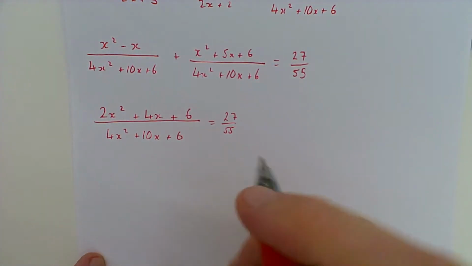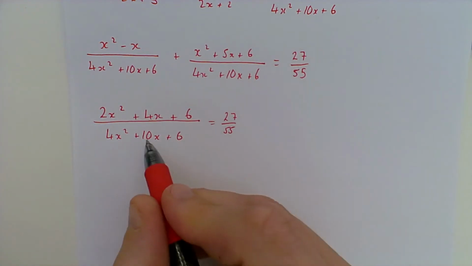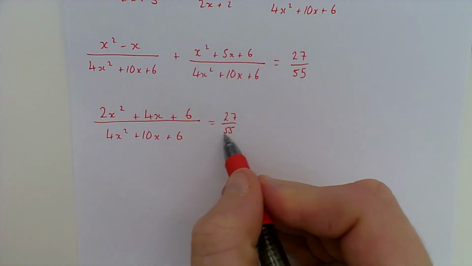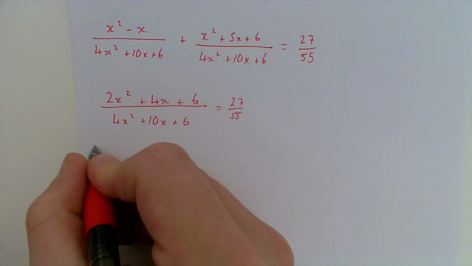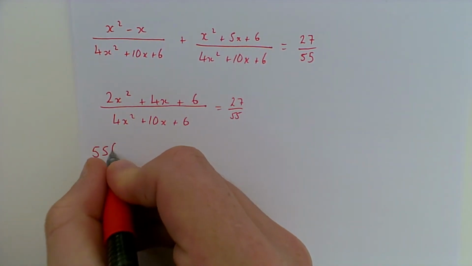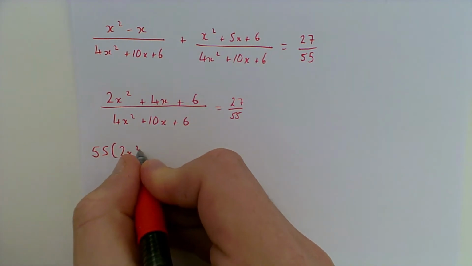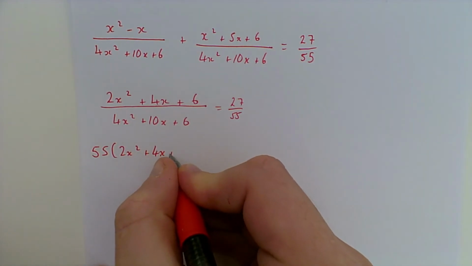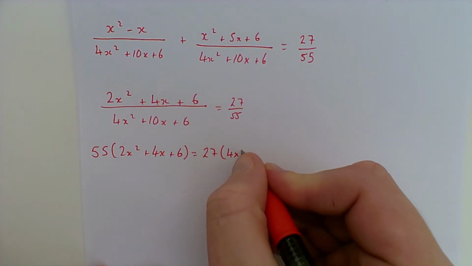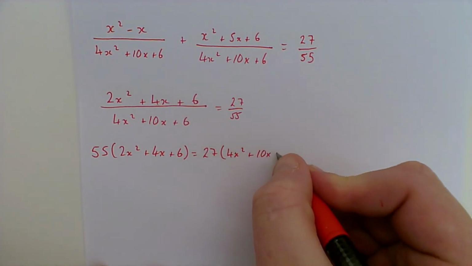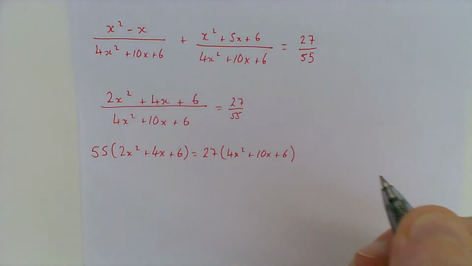Right. So, just like fractions, or like any sort of solving, I'm going to multiply up by the 55 in one go. So that is going to give me 55 lots of the numerator, so 2x squared plus 4x plus 6, being equal to 27 lots of 4x squared plus 10x plus 6.